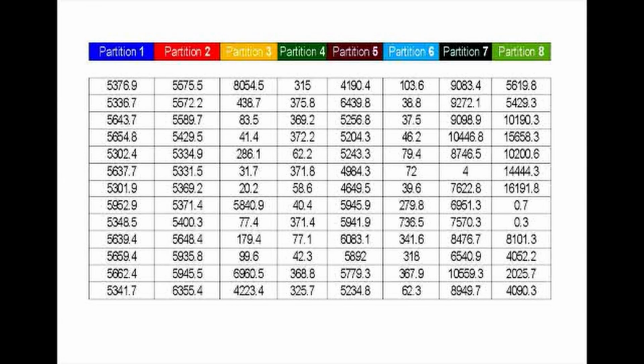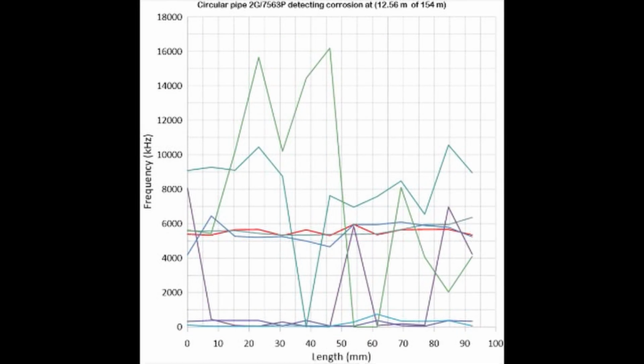These are frequency results from 8 partitions detecting corrosion. So from one section, 8 partitions, the readings from 8 partitions, in other words 13 particular readings were taken. This is detecting corrosion at 12.56 meters, and this is the graph plotted, which shows the overlaps. As you can see, there are areas of intense overlapping, which could create problems with the sound.